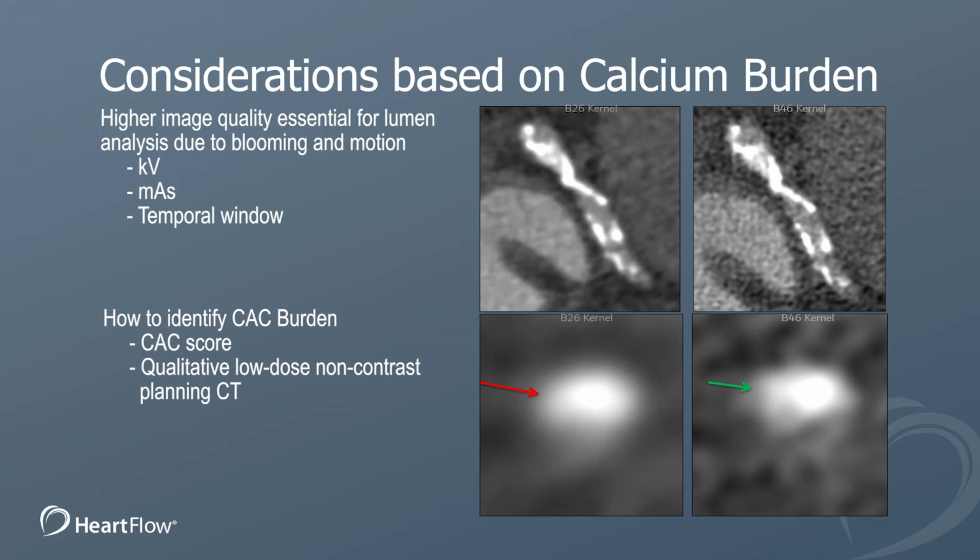You can also see what the improvement is in these reconstruction kernels to limit blooming. You can see this on the left is a smoother kernel reconstruction, and on the right is a sharper kernel. The calcium is less bloomed, and you get a better sense of what the lumen is with contrast versus calcium.